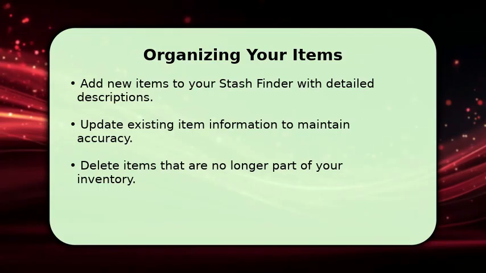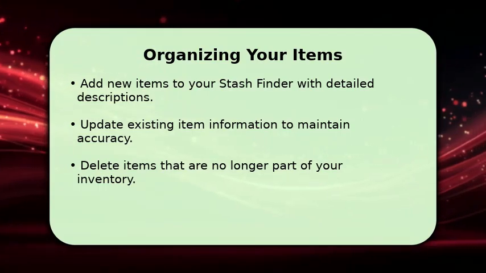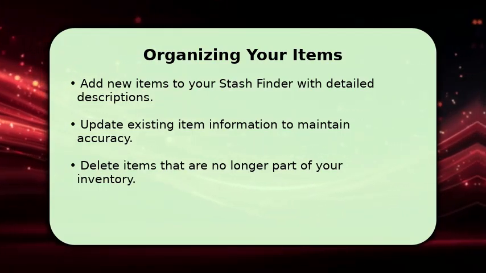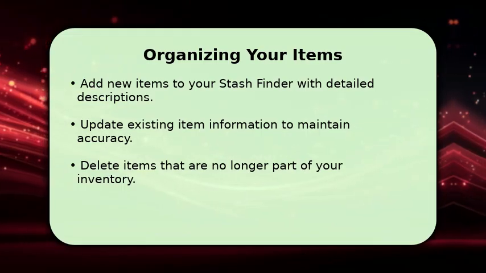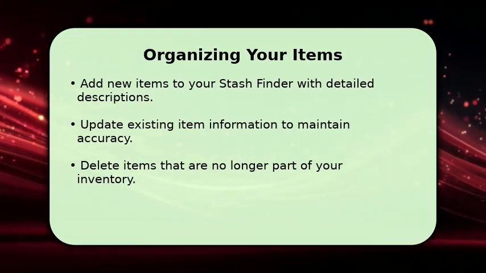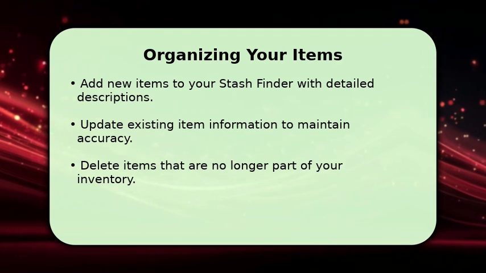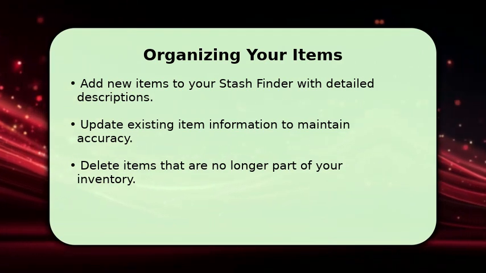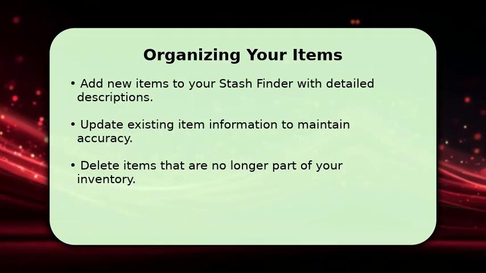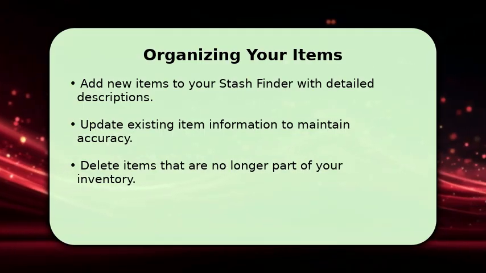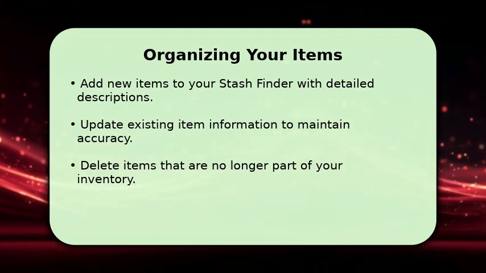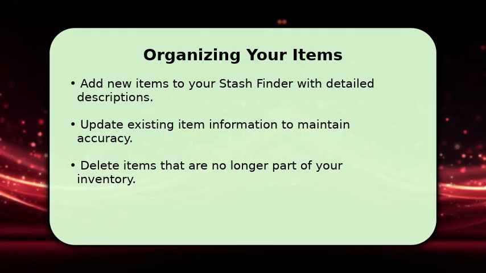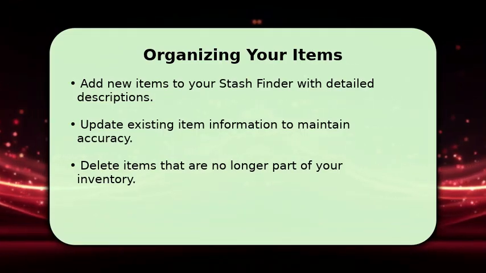Maintaining an accurate inventory is key to Stash Finder's effectiveness. To add a new item, click the Add New button and fill in details like name, category, and quantity. You can also include notes or photos for better identification. Regularly update item information, especially after using or acquiring more. If an item is gone, simply select it and choose Delete to keep your stash current and clutter-free.